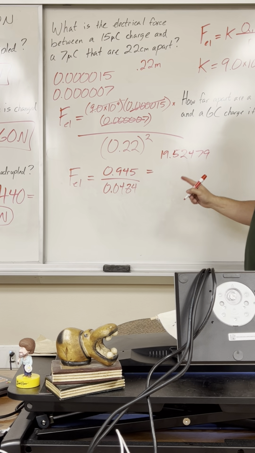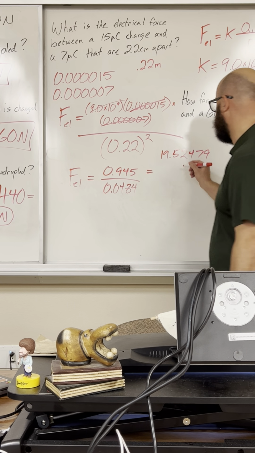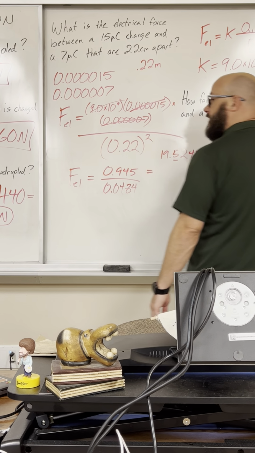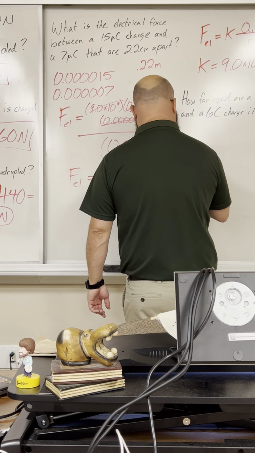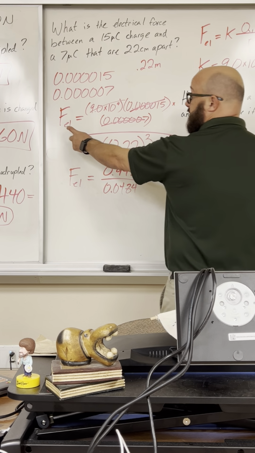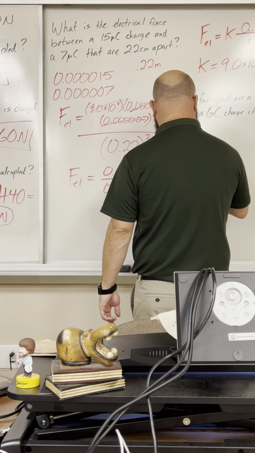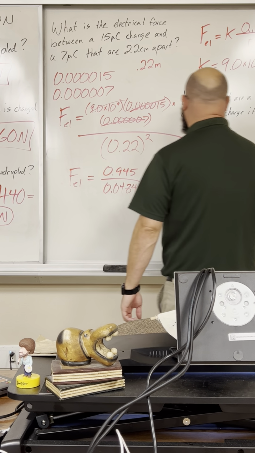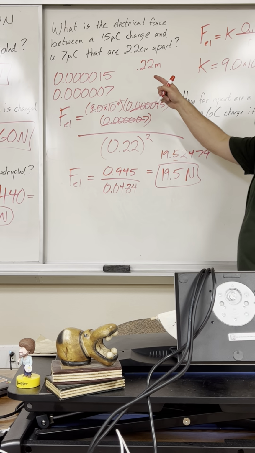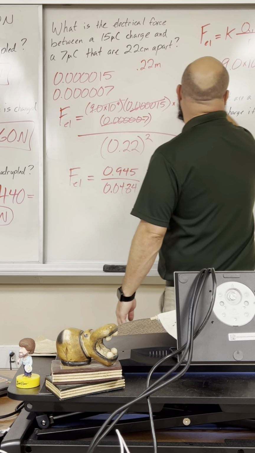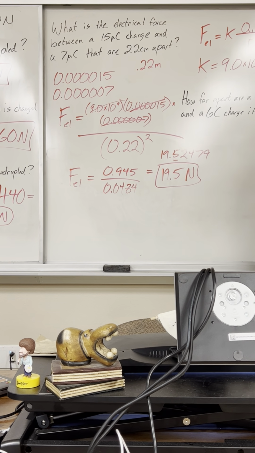It's not necessary to keep all those. We're going to keep one decimal place. If you round to that 5, then 2 doesn't do anything. So 19.5. We were looking for the electrical force, so that's newtons. All right, that's one problem. We can have what is the force. We could also have how far apart.